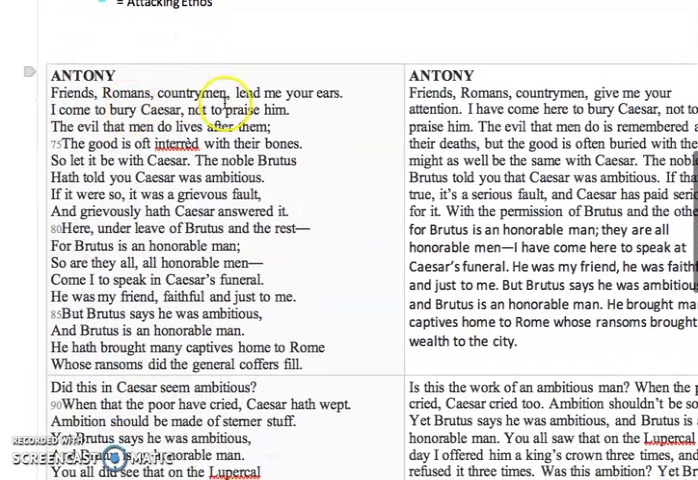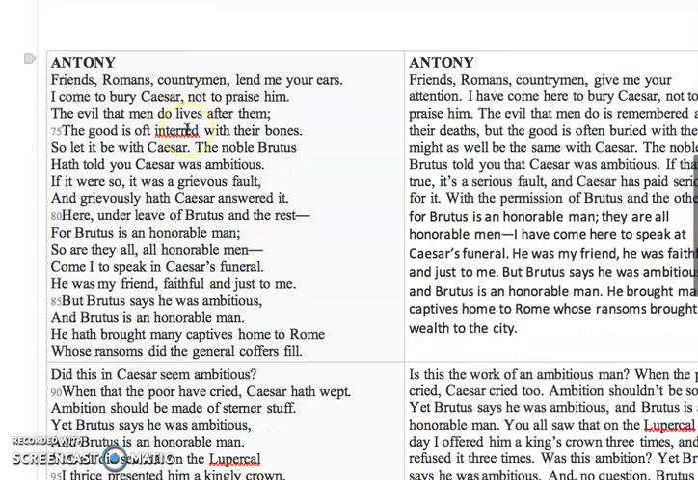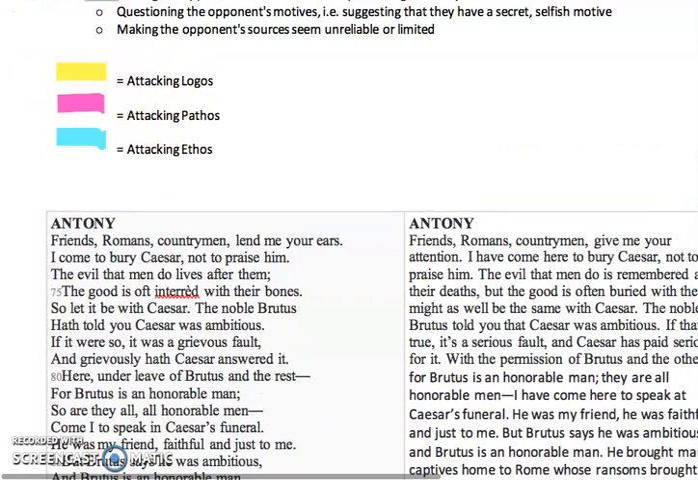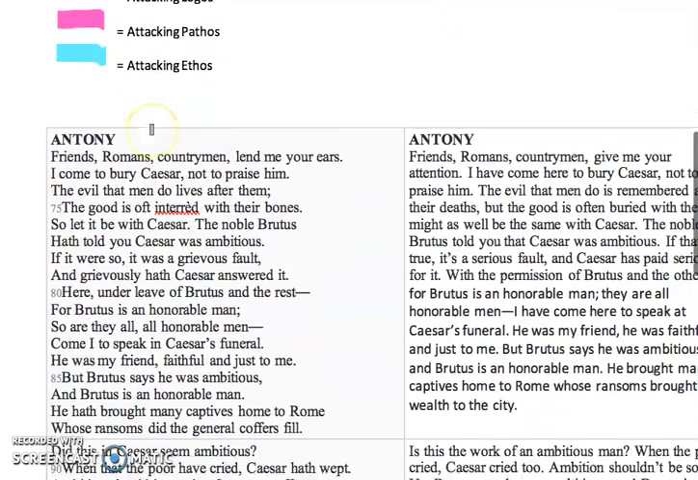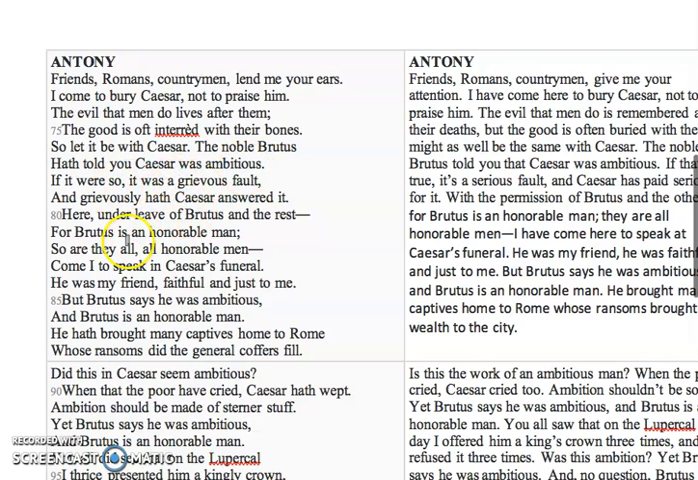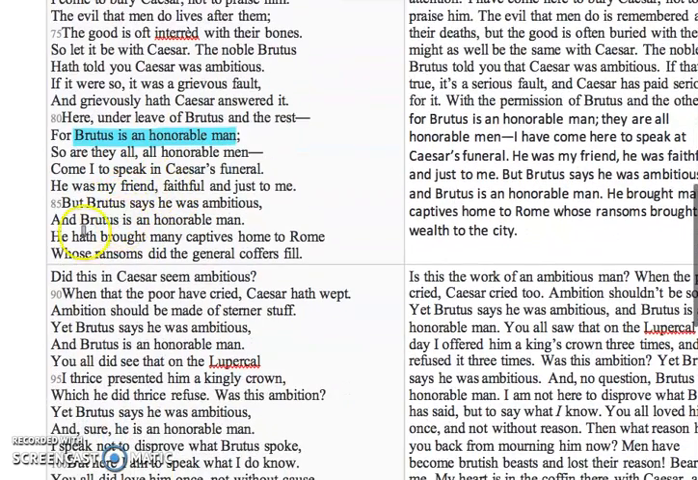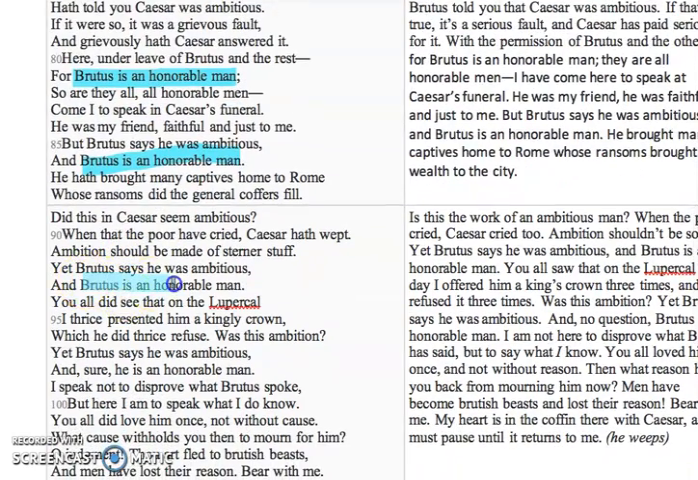So he has a lot of different things that he says in here that support his own argument, but he has a few that are really interesting examples of a counter-argument against Brutus. So for instance, we see repeated a lot right here the "Brutus is an honorable man" line. It shows up right here, and then it shows up again, "Brutus is an honorable man," and then again. It's repeated a ton through all of these lines.